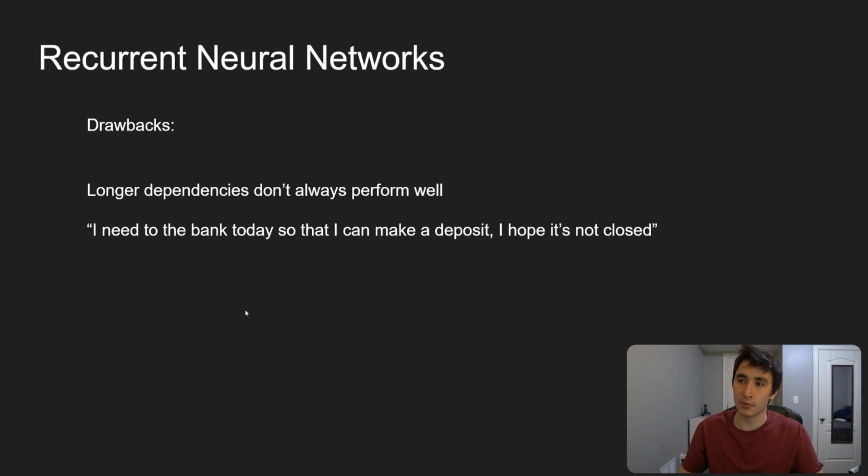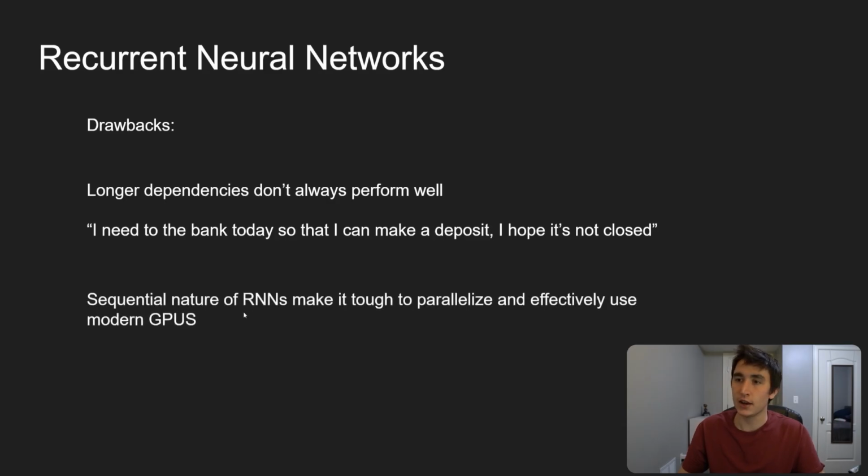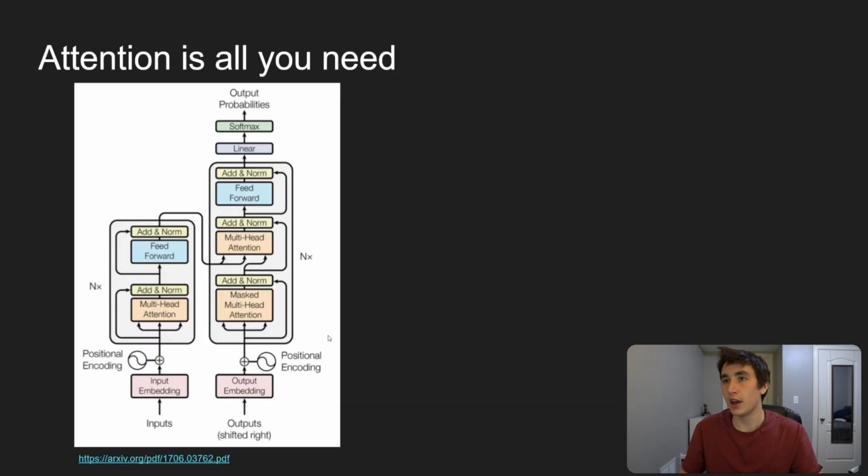Another drawback is more on the performance side of things. Because we're feeding these one token at a time, the sequential nature of that makes it tough to parallelize the training and utilization of RNNs and language models sometimes. And we can't as effectively utilize modern GPUs. All right, so that leads us into attention. And a big paper that came out was called "Attention Is All You Need." And this set off a whole new wave in natural language processing.